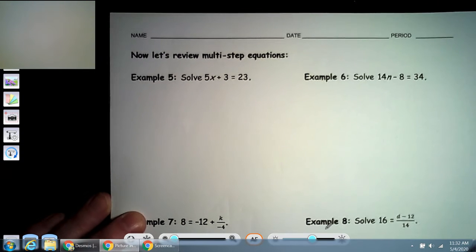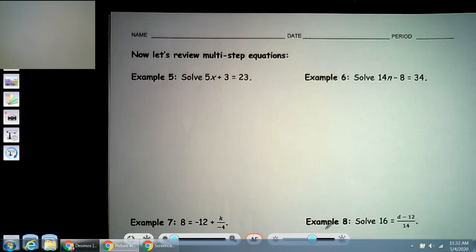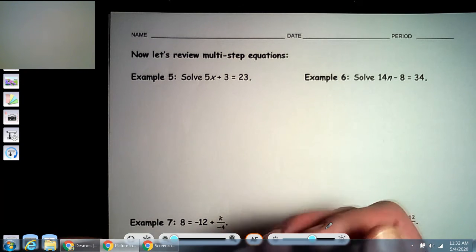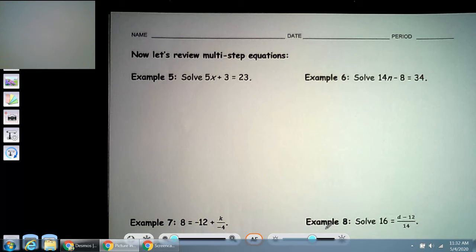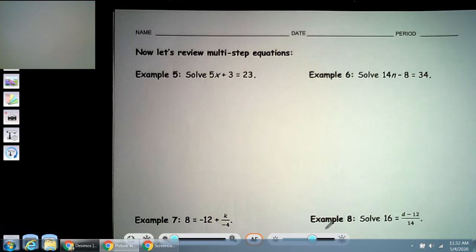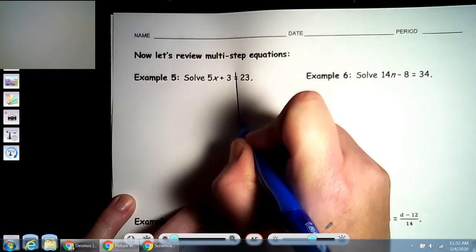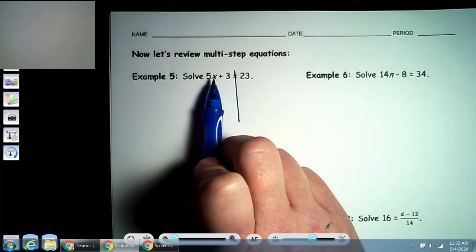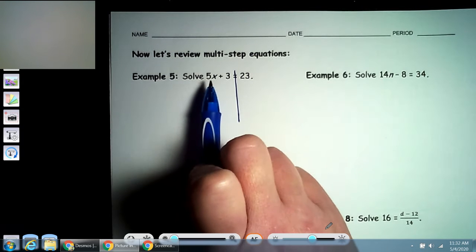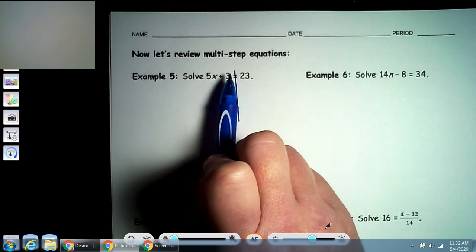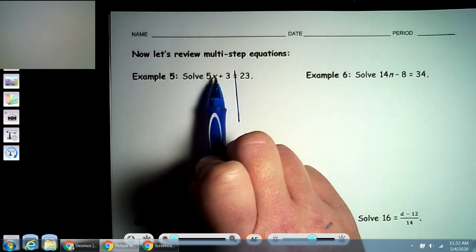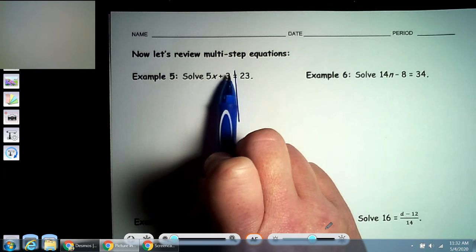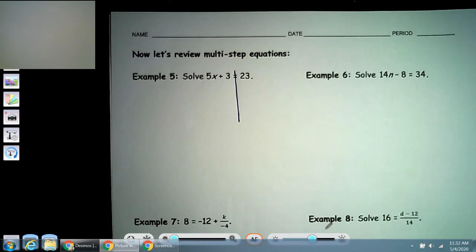All right, so we're going to review multi-step equations. I still want to isolate the variable. I still want to get that x by itself, okay? And I'm still going to do that by doing opposite operations. I'm going to start off the same way. I'm going to draw my wall. Now I want to get x by itself, okay? So I'm going to have to get rid of the 5, and I'm going to have to get rid of the 3. But what I want to do is I want to kind of work in opposite order of operations.